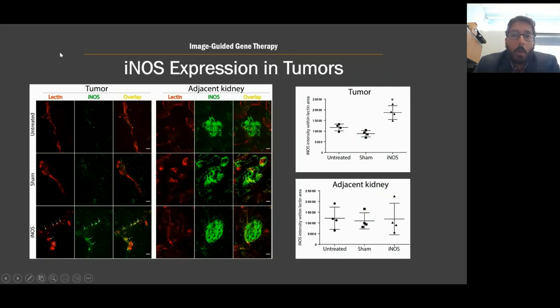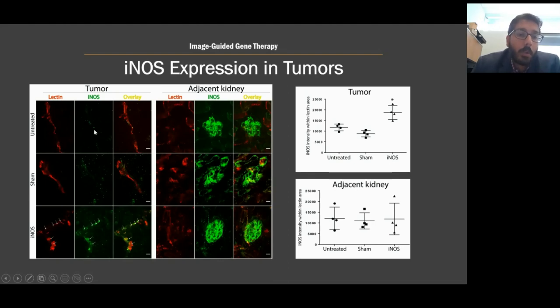First, we determined that we were able to get iNOS expression in these tumors with microbubble and ultrasound applications. So here in red, you can see lectin, which is a blood vessel stain. In green, we have an antibody that detects inducible nitric oxide synthase. And in this yellow column, we see the colocalization, or the overlay between the two. So what we're looking at here are a few blood vessels within the tumor that you can see in the untreated and the sham plasmid groups, which sham plasmid is a plasmid that does not express iNOS.